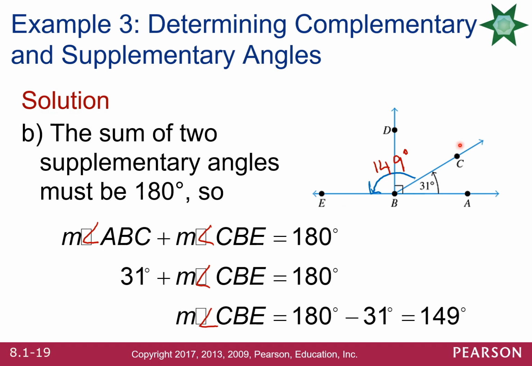All right, CBE. So this is an obtuse angle. 149 degrees is a measure greater than 90 degrees but less than 180 degrees. That's what an obtuse angle is. And ABC is an acute angle. It is greater than 0 degrees but less than 90 degrees, and that is what an acute angle is by definition, right?